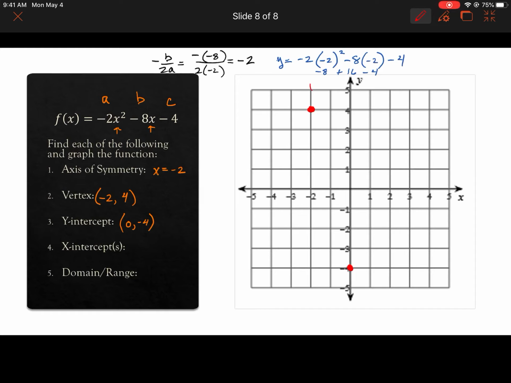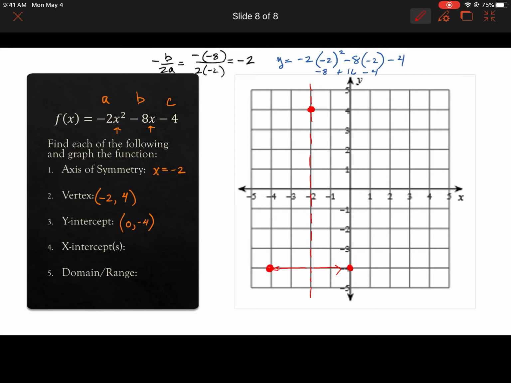Now I have my axis of symmetry here. So if you just count how many units this negative 4 is, it's 2 units. So I can just go 2 units this way and put another point. Okay, so let's not connect our graph yet. Let's see if you figured out how to find the x-intercepts.